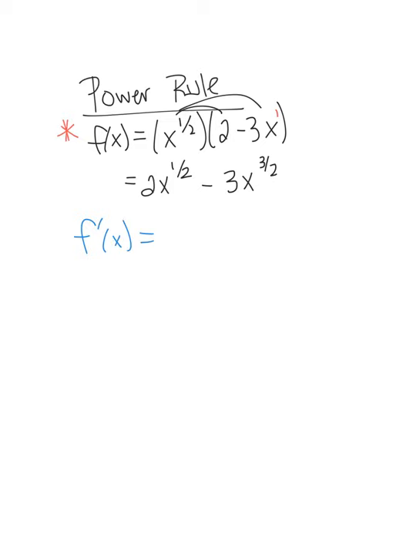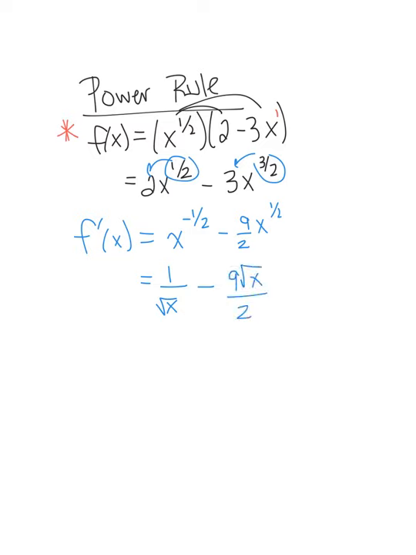Now that I have this simplified, I'm going to write my derivative. So f prime of x is equal to, this exponent needs to come down and be multiplied, so 2 times 1/2 is 1. I'm going to get x to the negative 1/2. And then the same thing, this is being multiplied through, so minus 9 over 2, x to the 3/2 minus 1 is 1/2. Now I'm going to rewrite this. I'm going to get 1 over root x minus 9 root x over 2.